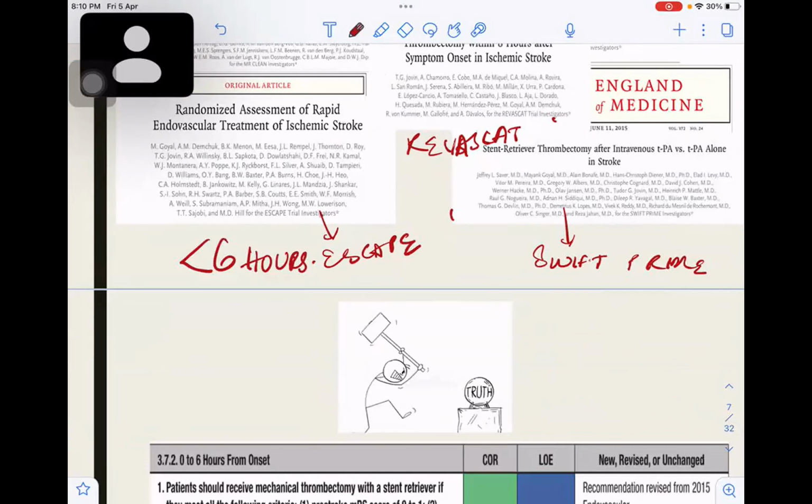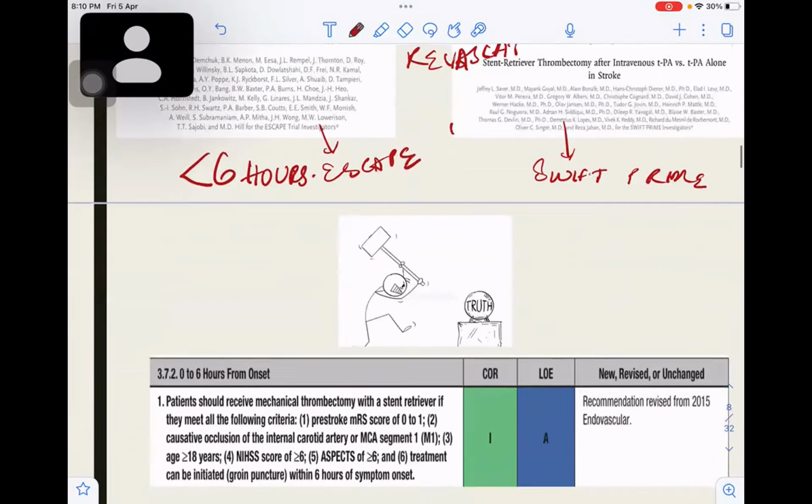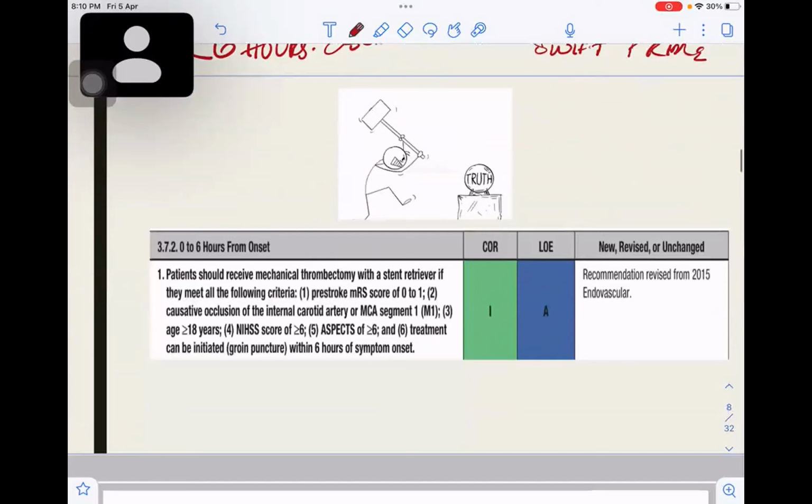So from mechanical thrombectomy being considered not important, it changed in 2015: if the patient presents within 6 hours and has a large vessel occlusion, then they can benefit from mechanical thrombectomy. Based on this, in 2015, the AHA changed their guidelines and made mechanical thrombectomy within 6 hours a class 1 recommendation.